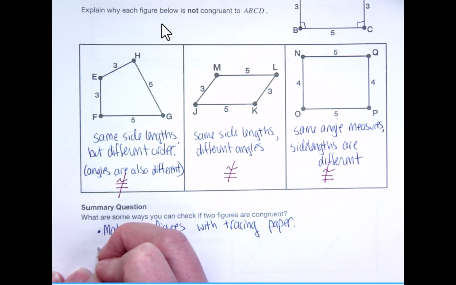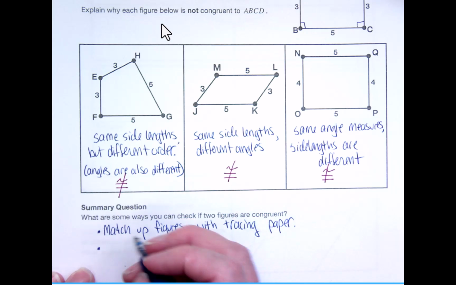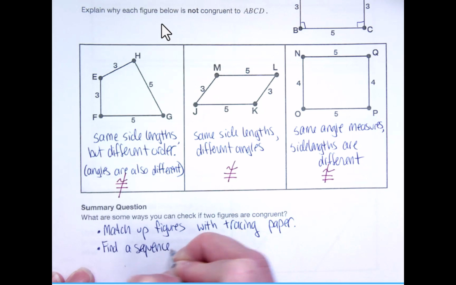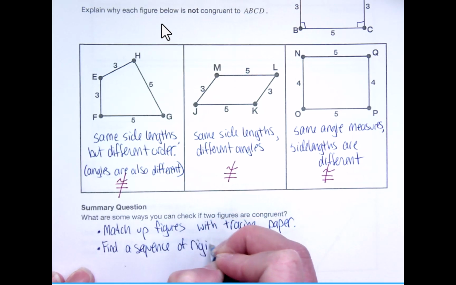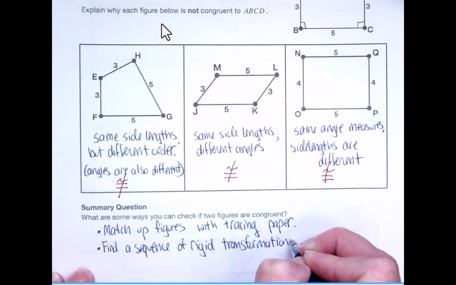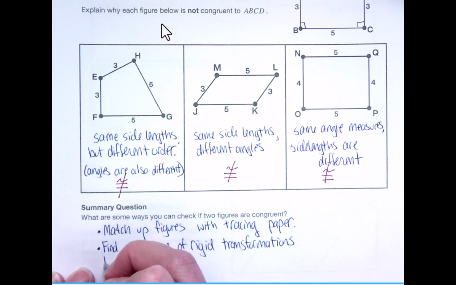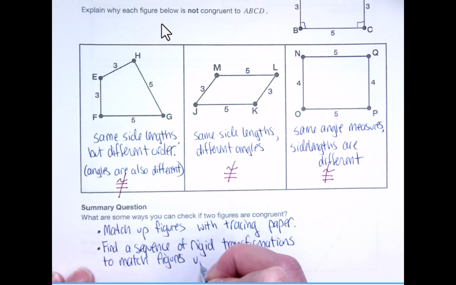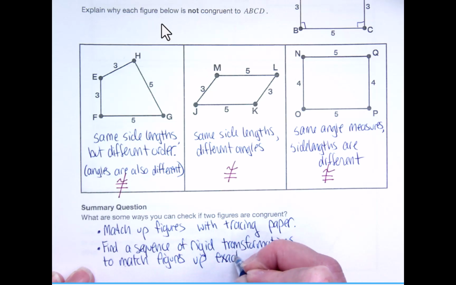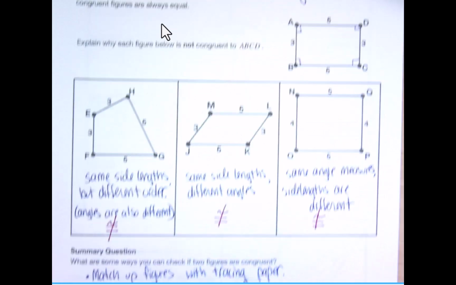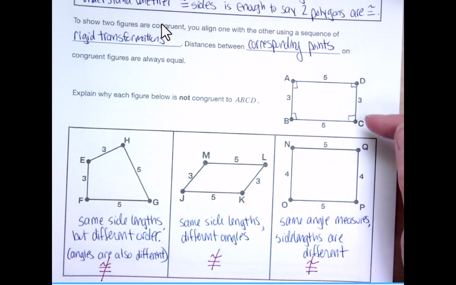When you do that, you're essentially doing this next thing. You're finding a sequence of rigid transformations to match the figures up exactly. So the main thing I want you to get from our lesson today is that just because some of the measures are the same in two figures does not necessarily mean that they're congruent.